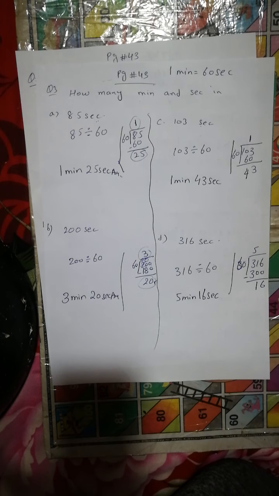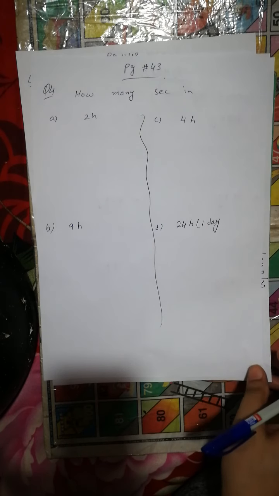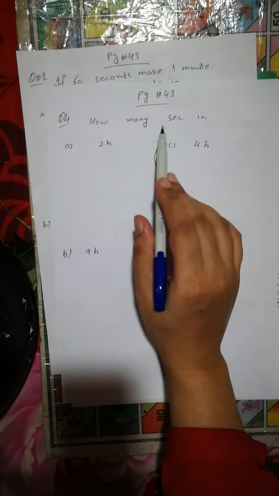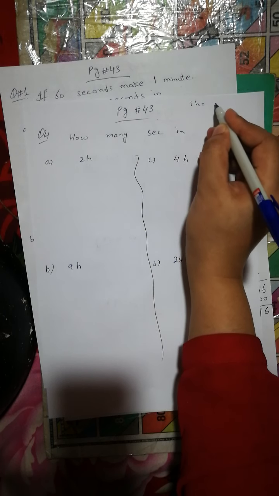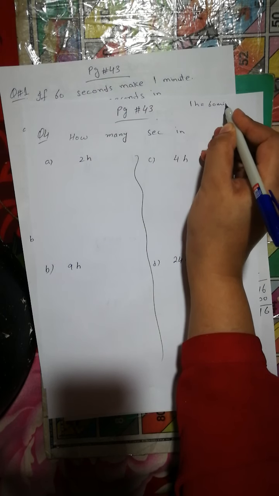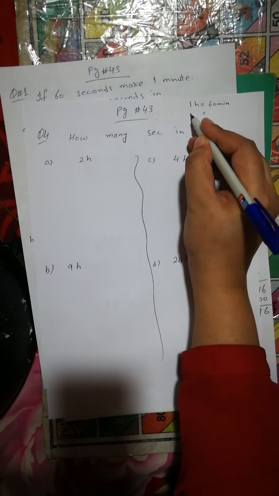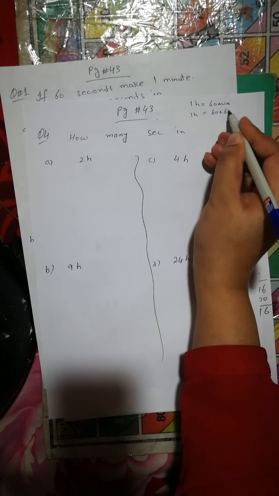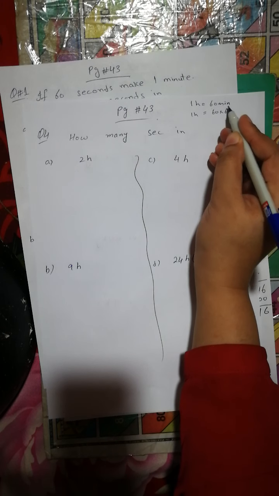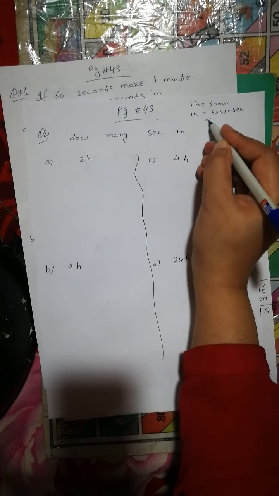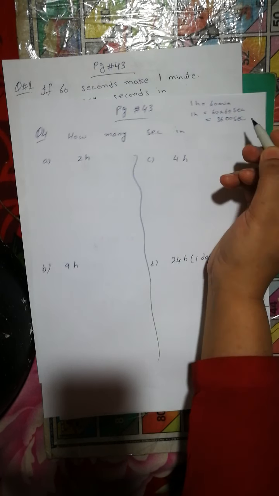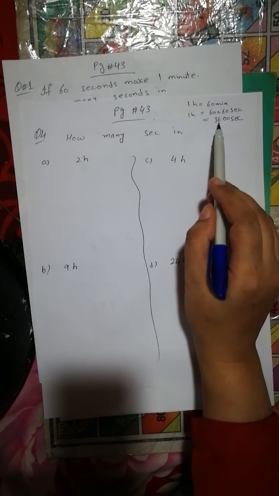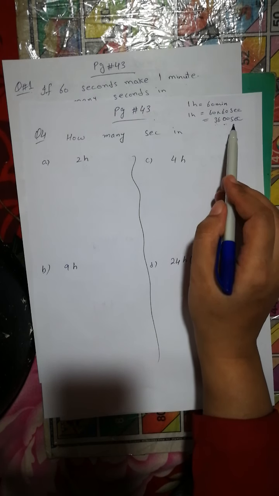Question number 4 is, how many second in? You are having hours. In 1 hour, you are having how many minutes? 60 minute. Okay. And if you have to change this into hour, it means 60 multiply 60. Then you have to change this in seconds. Then 60 multiply 60 second, and 66 the 0 and 0 at the last, and 66 the 36. In 1 hour, you are having 3600 second, mean 3600 second.